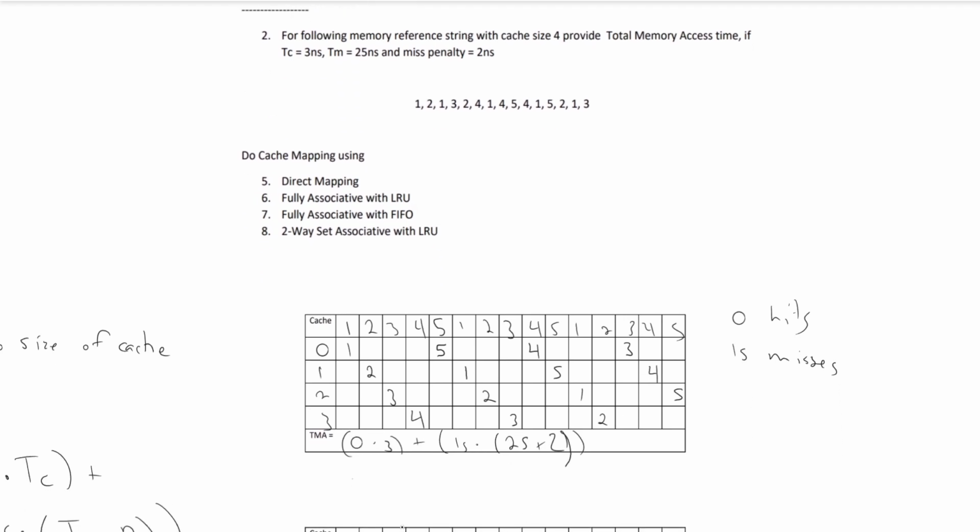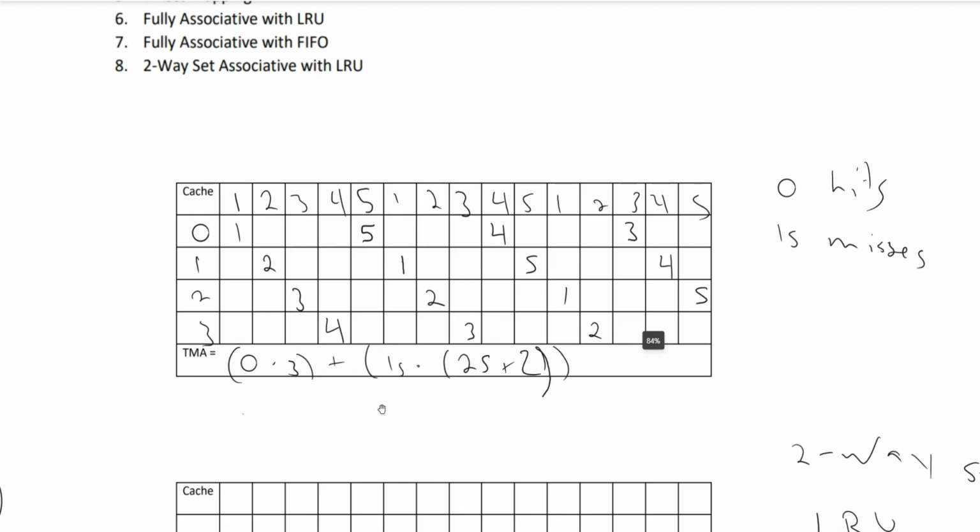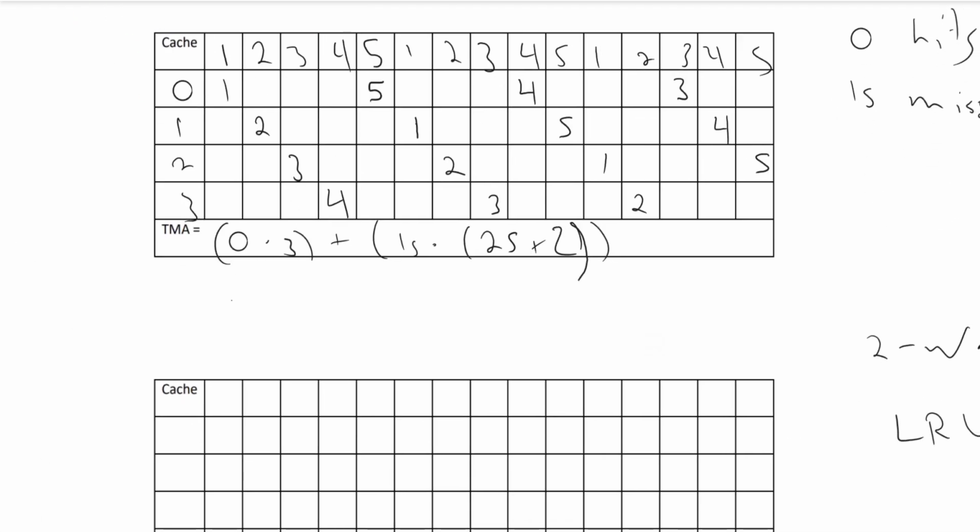Okay, so we can do the same thing, but with, what is this? Two-way set associative with LRU. Two-way set size. 1, 2, 3, 4, 5.